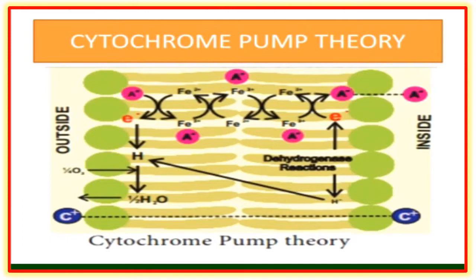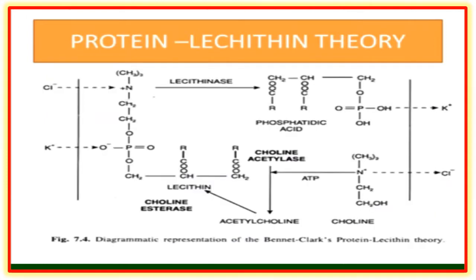Now, after the cytochrome pump theory, the mechanism involving ATP was given by Bennett and Clark, that is the protein lecithin theory. The theory advocates that a phosphate group in the phosphatide acts as an active center for binding the cations.